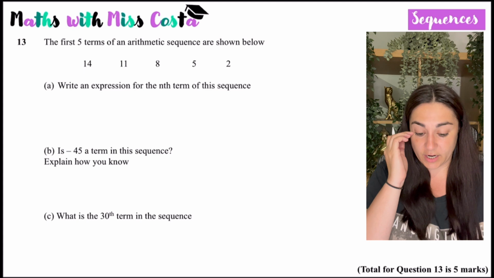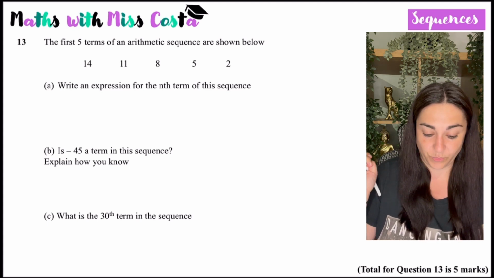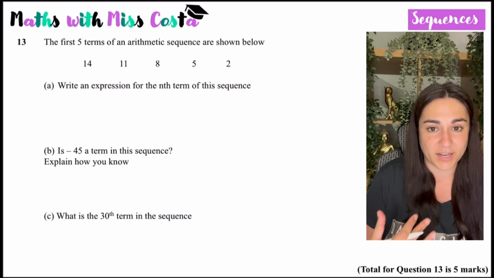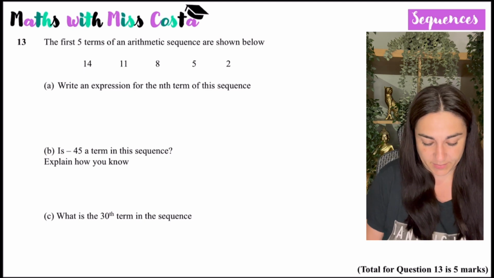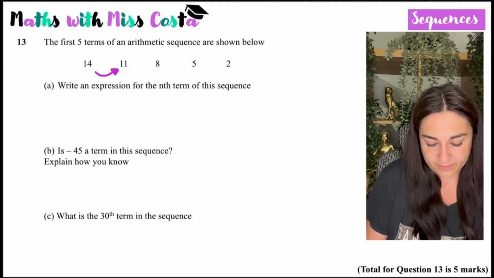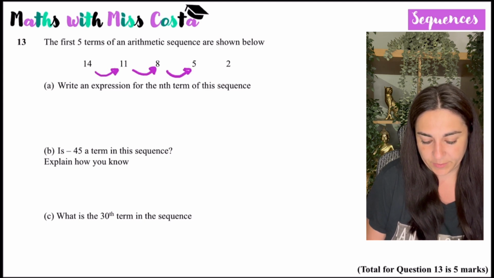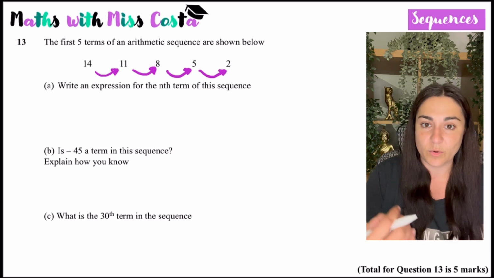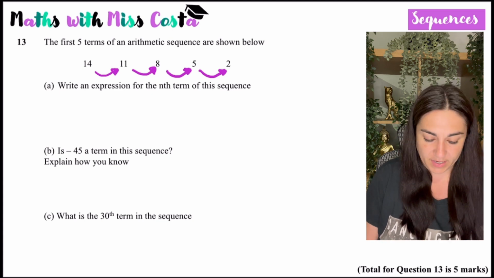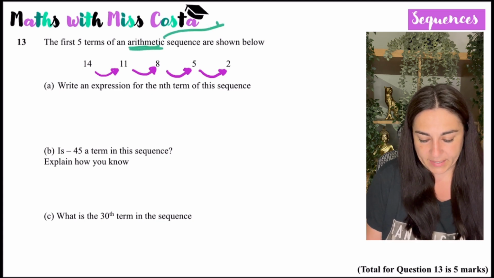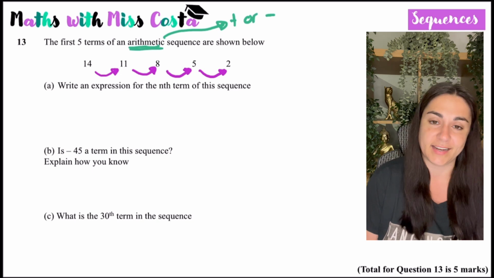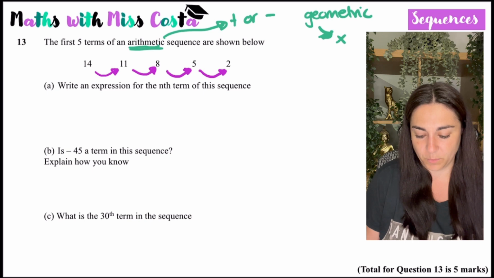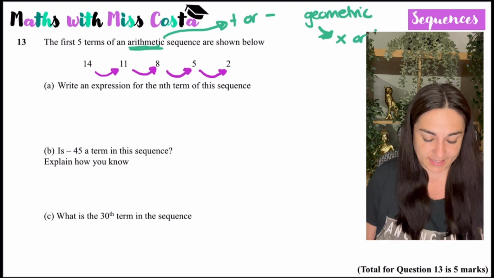Okay, next I've got an arithmetic sequence, and I need to write an expression for the nth term. So the nth term is like the formula that you use to work out any term in the sequence. The best way to do it is to start by working out what the difference is between each of the terms. So you can just draw some little arrows as a reminder, and then you think, how do I get from 14 to 11? What do I add or subtract to get to the next term? The fact that it's an arithmetic sequence means you're either going to add or subtract to get to the next term. If they say it's a geometric sequence, that's where you multiply or divide to get to the next term.